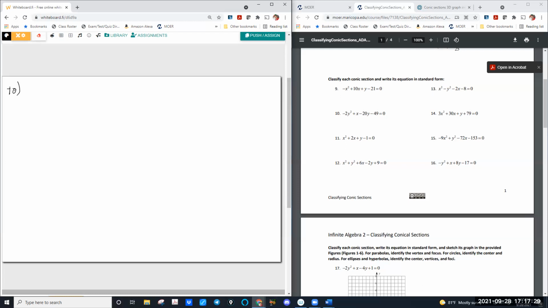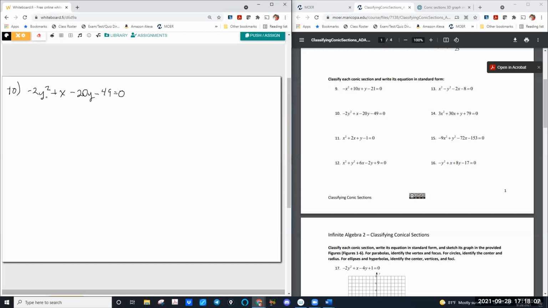So let's start off with number 10. So we have negative 2y squared plus x minus 20y minus 49 equals 0. Now, without even going any further, we should be able to identify what type of conic we have. So the first thing you look for is how many squared terms do you have? We have a y squared, but no x squared.